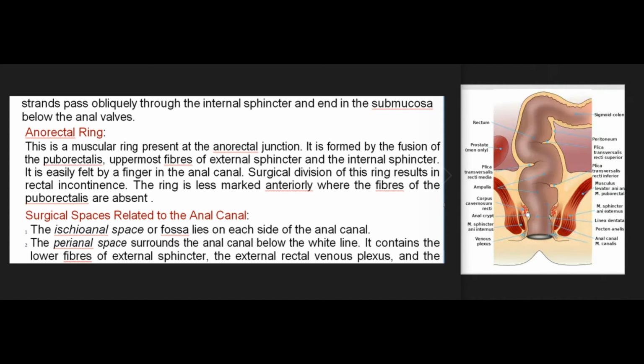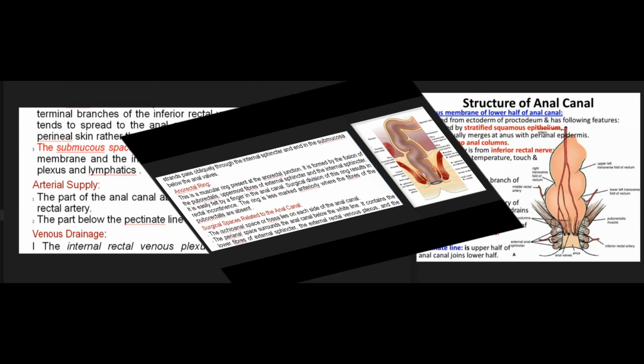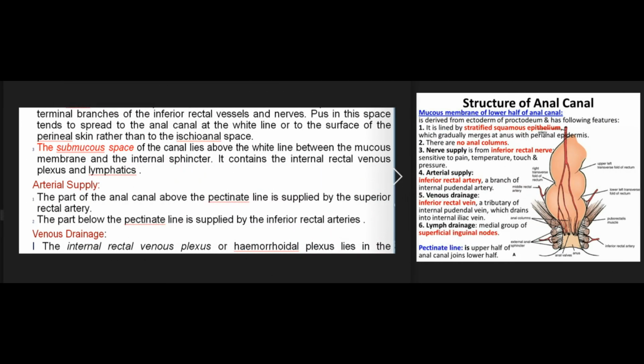Surgical spaces related to the anal canal. 1. The ischio-anal space or fossa lies on each side of the anal canal. 2. The perianal space surrounds the anal canal below the white line. It contains the lower fibers of the external sphincter, the external rectal venous plexus, and the terminal branches of the inferior rectal vessels and nerves. Pus in this space tends to spread to the anal canal at the white line or to the surface of the perineal skin rather than to the ischio-anal space.